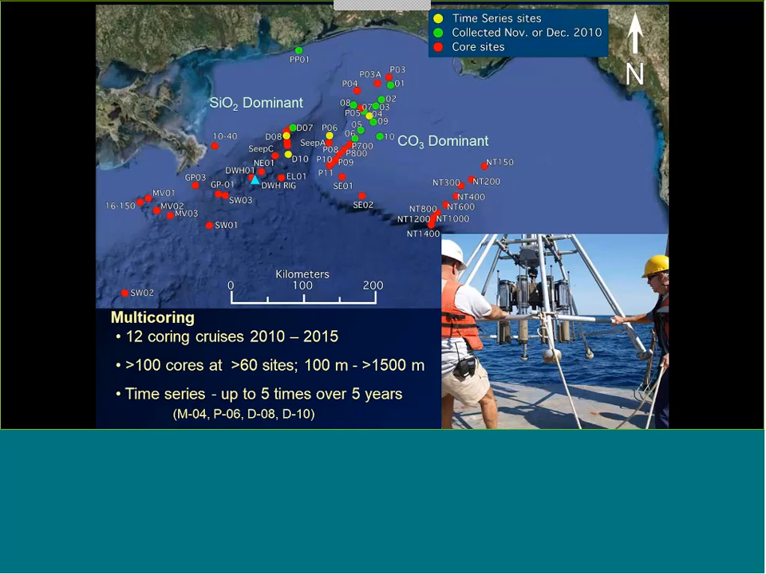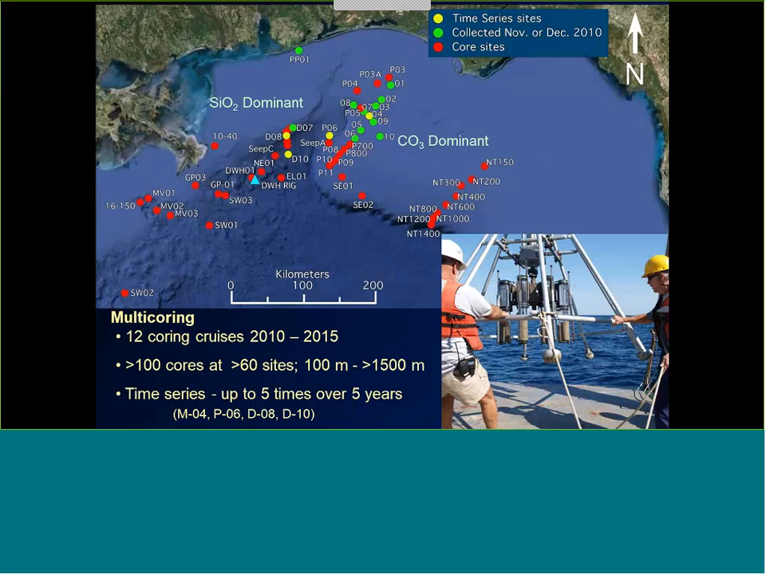You can see the yellow dots; those are the time series sites. That's what I'm going to be focusing on in this presentation. And I want to point out that 2 of these sites are on the western flank of DeSoto Canyon, and 2 are on the eastern flank of DeSoto Canyon.